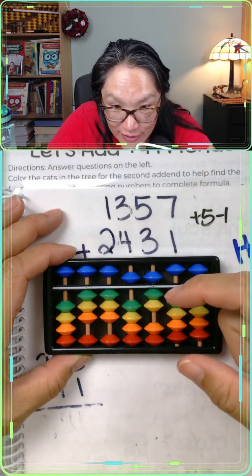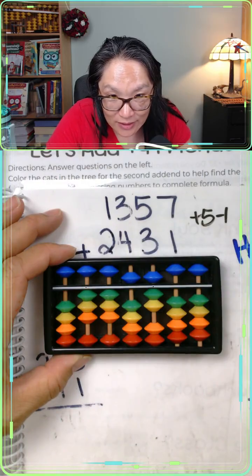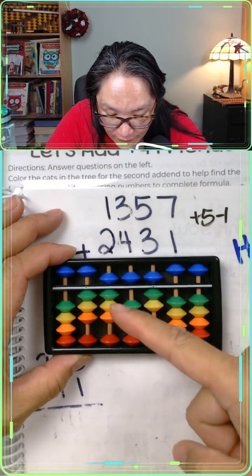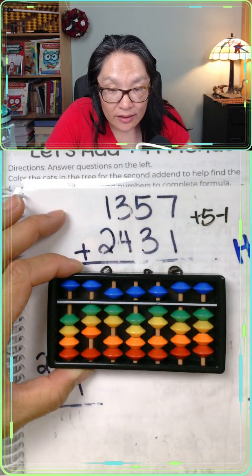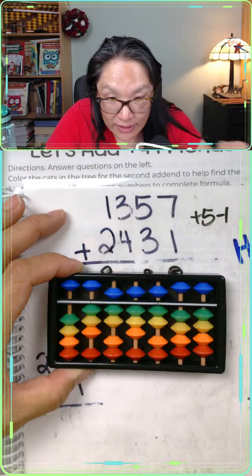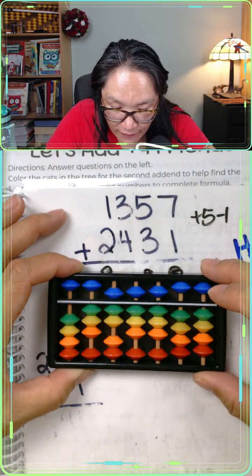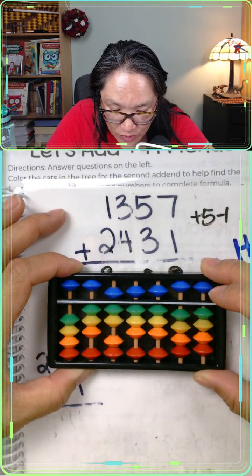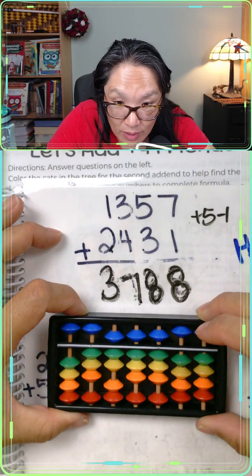Yes, thank you, Crochet. Well done. Right. Add the 5, take away the 1. And then I'm going to add the 3. Can I add the 3? Yes, we can. And then we're going to add the 1. Can we add the 1? Yes, we can. So my final answer is 3,788.